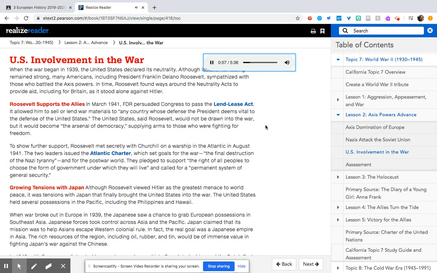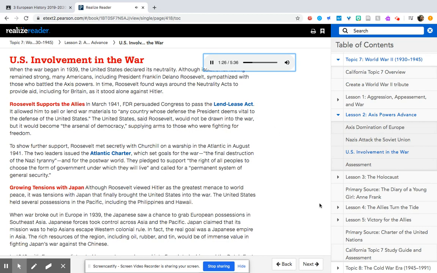To show further support, Roosevelt met secretly with Churchill on a warship in the Atlantic in August 1941. The two leaders issued the Atlantic Charter, which set goals for the war, the final destruction of the Nazi tyranny, and for the post-war world. They pledged to support the right of all people to choose the form of government under which they will live, and called for a permanent system of general security.